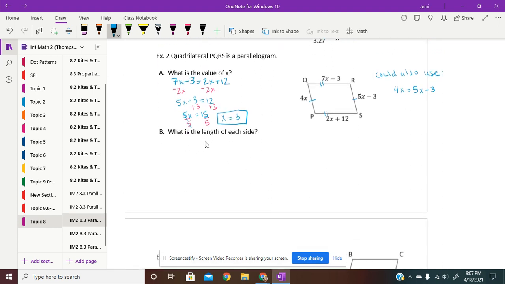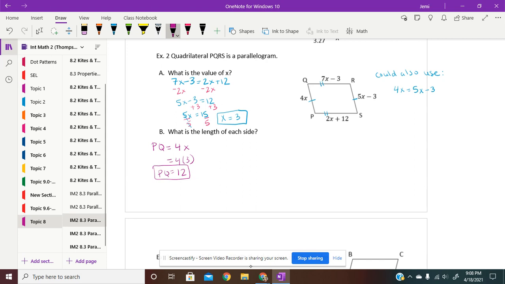The second part says, what is the length of each side? Well, let's see. I've got PQ, I know, is 4x. That's one of the sides. And now I know that x is 3. So 4 times 3 gives me 12. Okay, there's one.